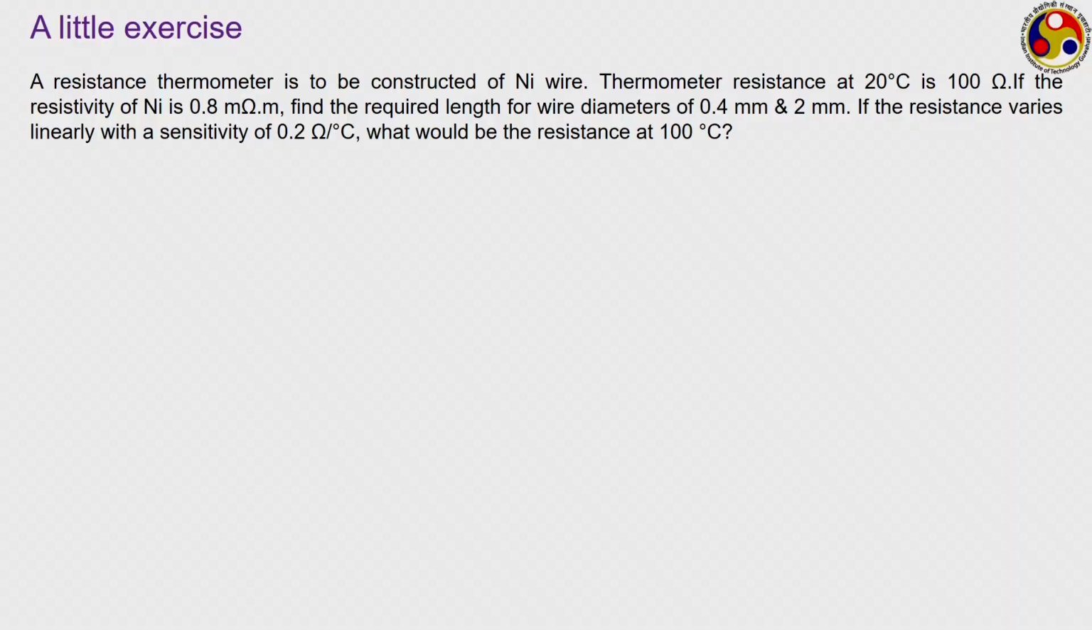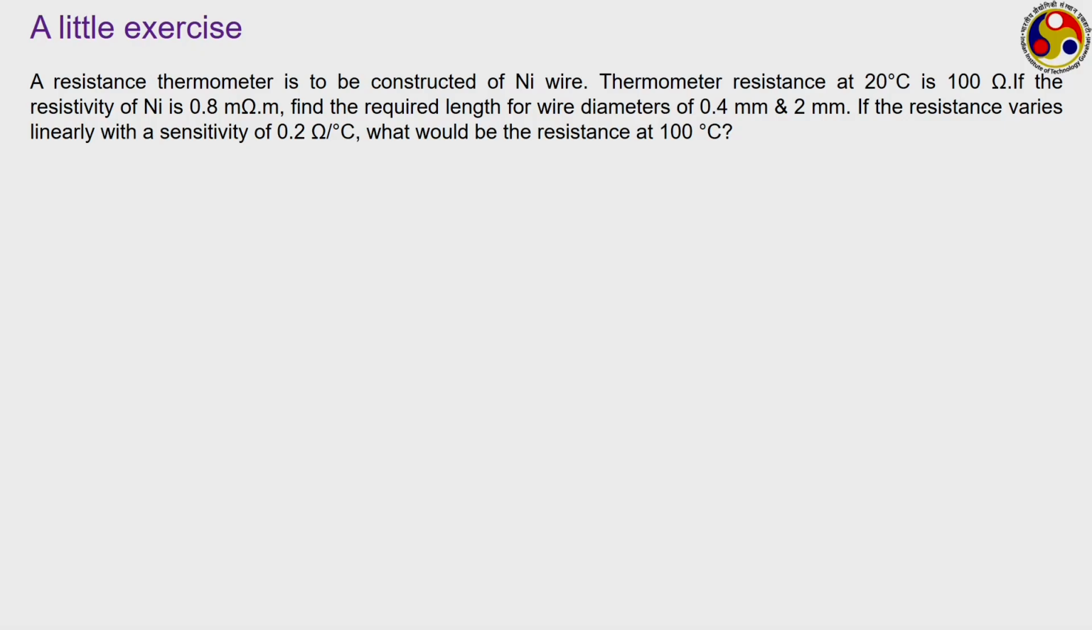As we move on, today we shall be solving a few numerical problems first in relation with all those electrical components. And the first problem there, just read it out. Here you are talking about a resistance thermometer. It is to be constructed of nickel wire. Thermometer resistance at 20 degrees Celsius is 100 ohm.